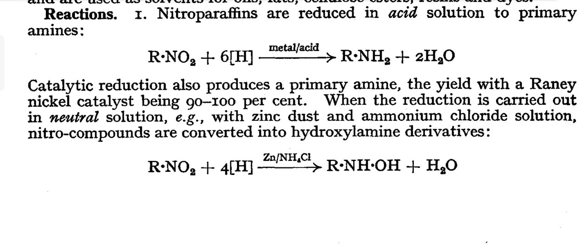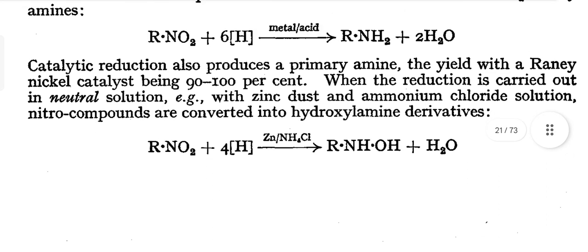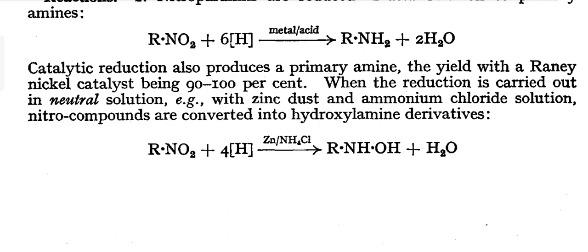First, nitroparaffins are reduced in acid solution to primary amines. Catalytic reduction also produces a primary amine, the yield with Raney nickel catalyst being 90 to 100%. When the reduction is carried out in neutral solution, for example with zinc dust and ammonium chloride solution, nitro compounds are converted into hydroxylamine derivatives. So in both reactions we can clearly see that if we take a nitro compound, or nitroparaffin, in the presence of zinc and ammonium chloride, then it will provide us a hydroxylamine.